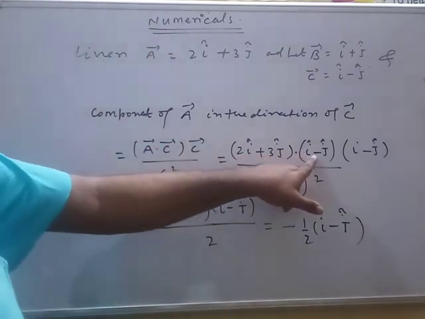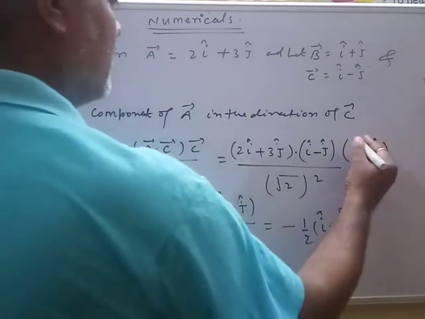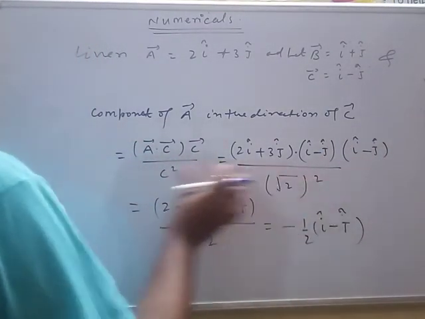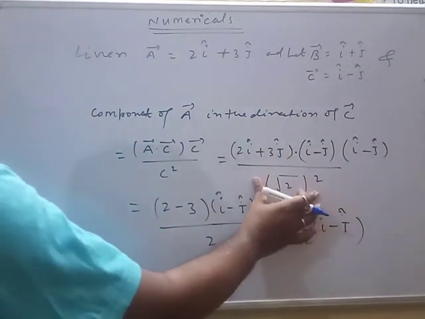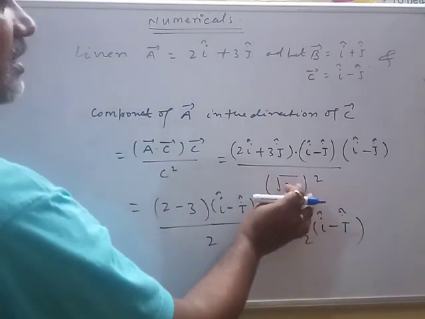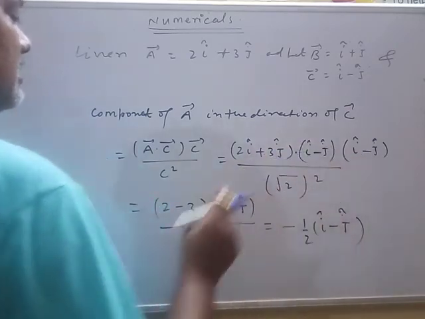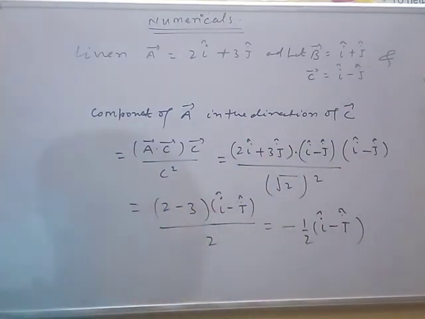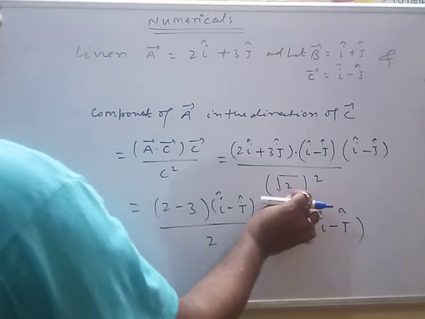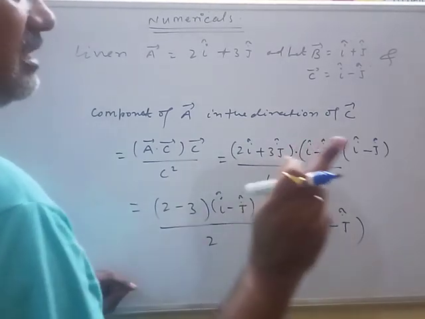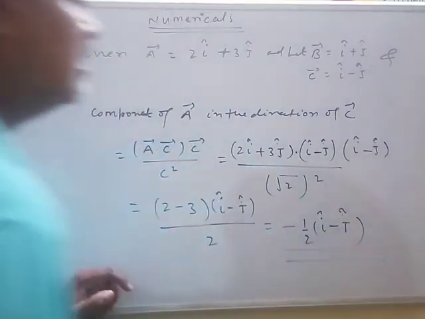2i plus 3j, here I minus j, and this again I minus j, upon C square. C square means the magnitude of vector I minus j, which was equal to √2, and therefore C square equals √2 square. Now multiplying 2i plus 3j with I minus j, we find that 2 minus 3, into I minus j, and the square of √2 is equal to 2. Now 2 minus 3 equals minus 1, divided by 2, into I minus j. This is the desired answer.